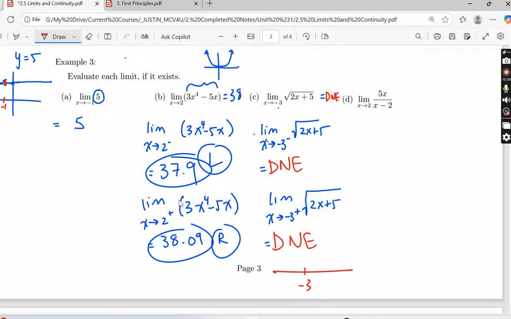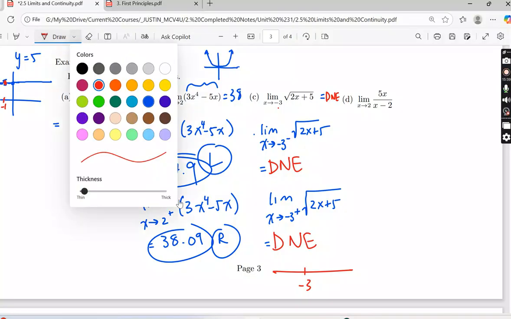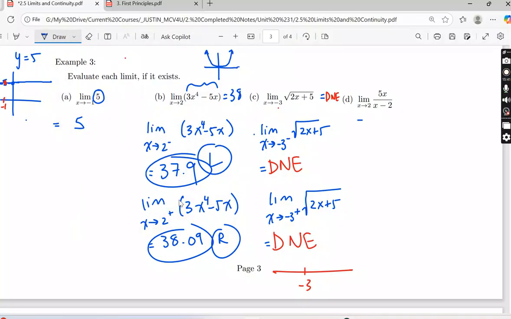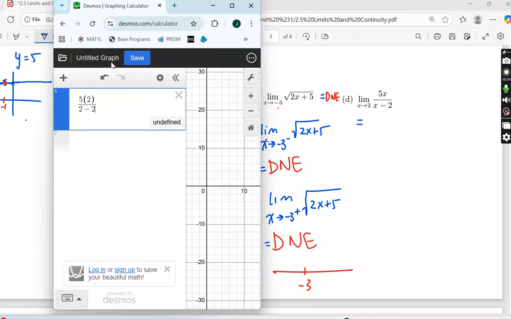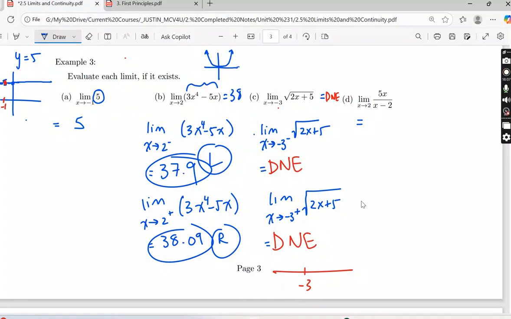Okay, last but not least, let's see what happens here. So I can already see by plugging in 2 into the numerator or denominator, I'm going to have 2 minus 2. You cannot divide by 0. Okay? So in fact, let me plug it in for you to show you. 2 minus 2, undefined because you can't divide by 0. Okay? So it's going to say it does not exist if you try to plug it in.